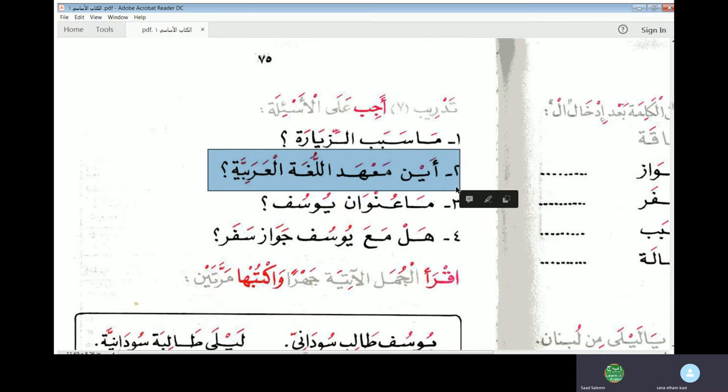Where is the Institute of the Arabic Language? The Institute of the Arabic Language is in Khartoum.